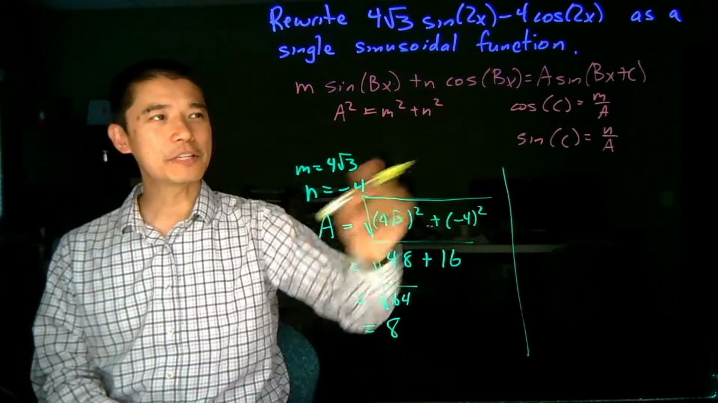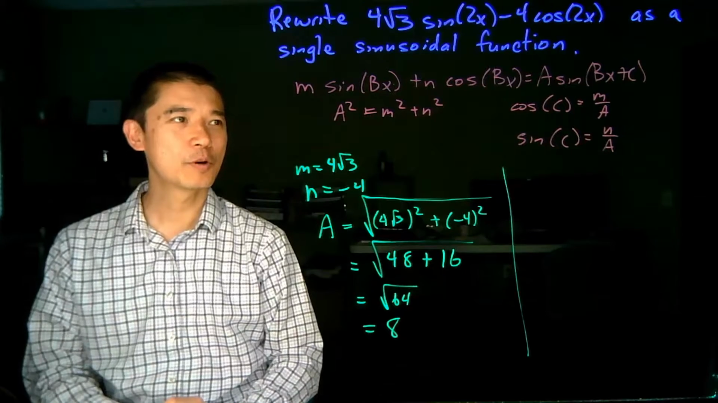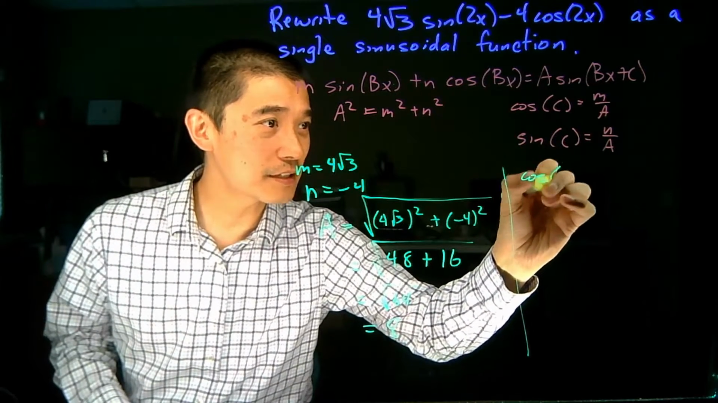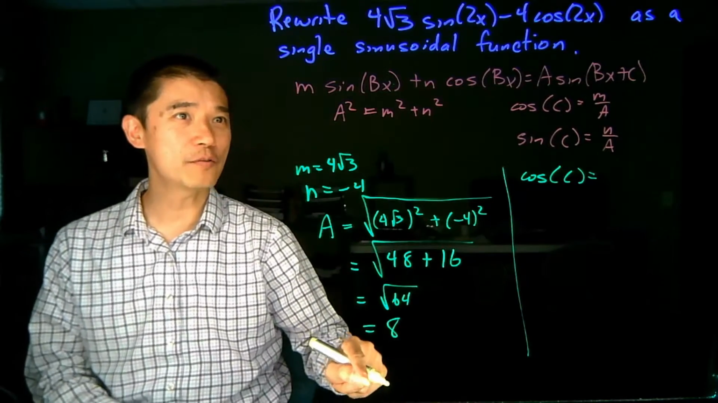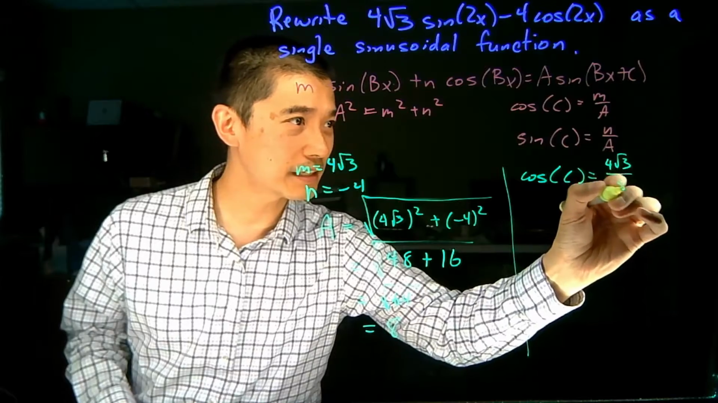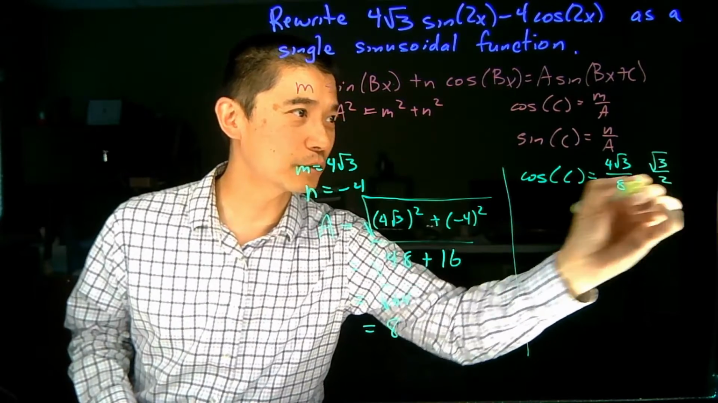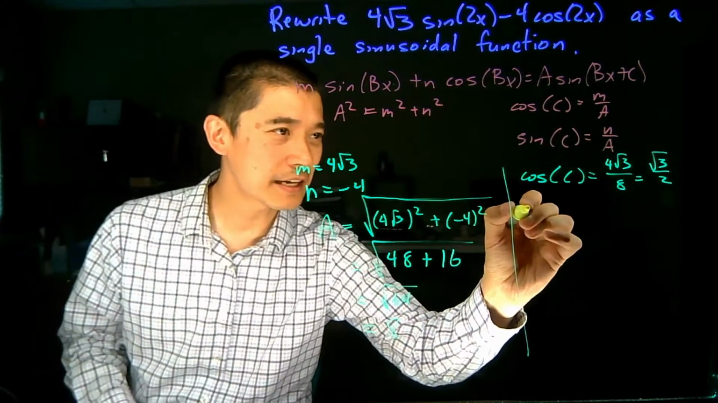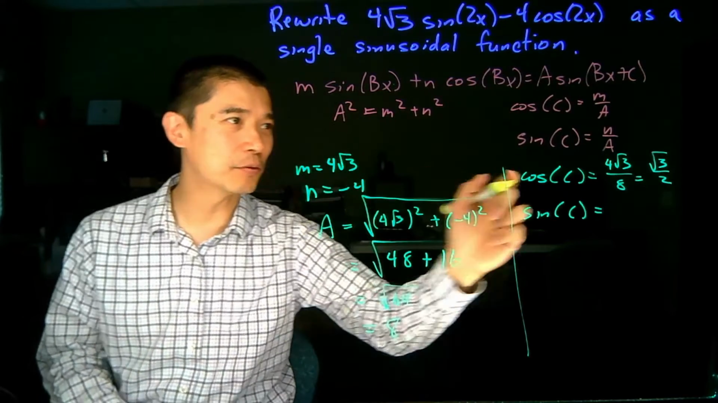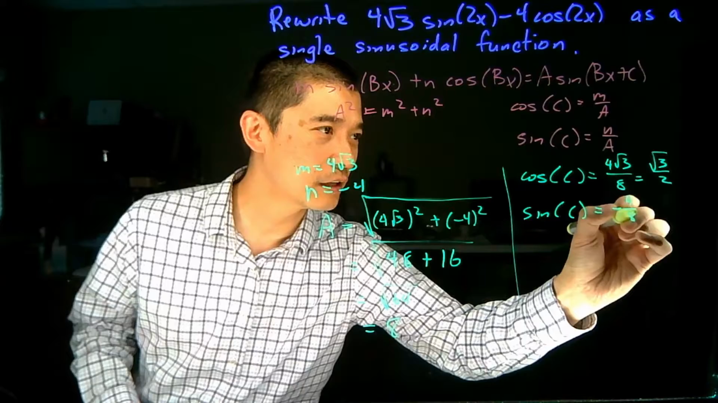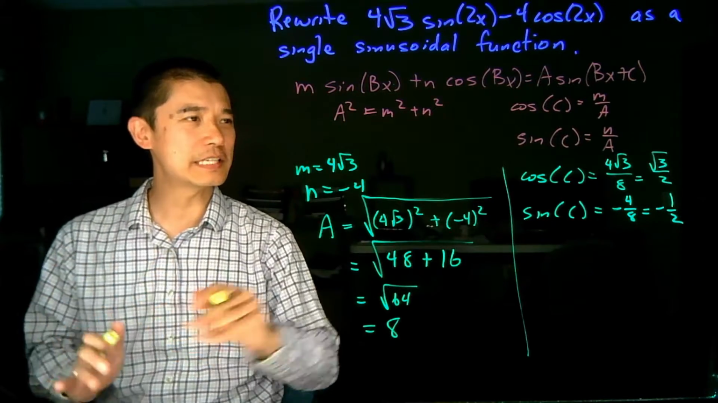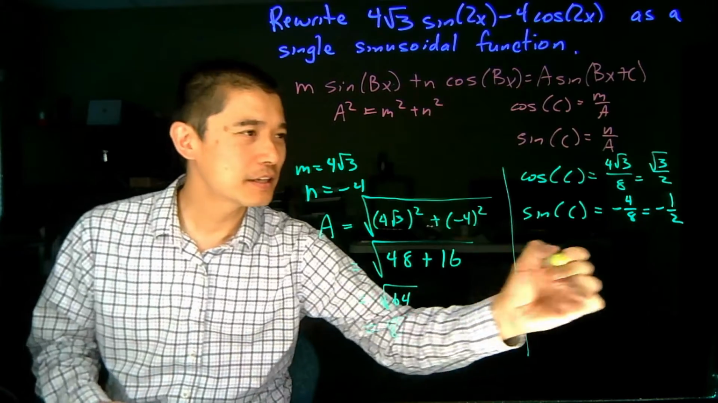For the next part, we need to figure out this value of c. What value of c are we going to get? Well, we have cosine of c is equal to m over a, so 4 root 3 over 8, which is the same as root 3 over 2. And then sine of c is n over a, which is negative 4 over 8, which is negative 1/2. We need to figure out what angle c satisfies those properties.